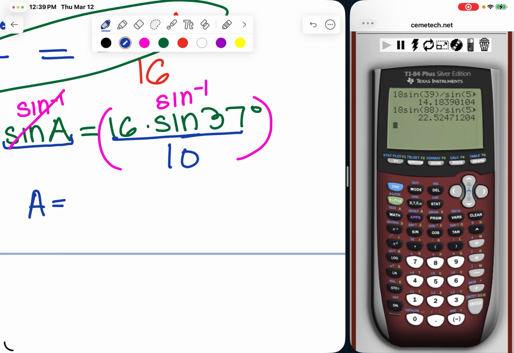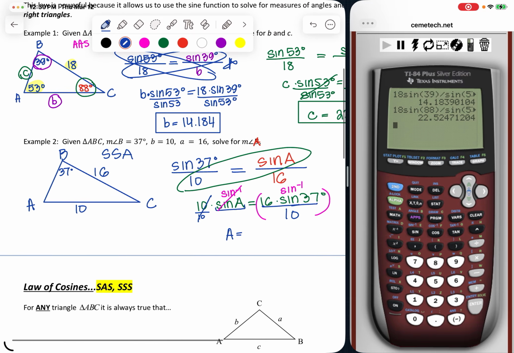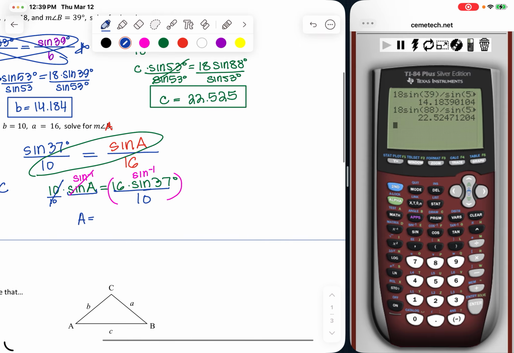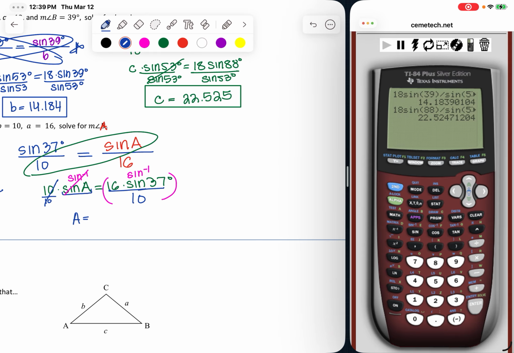I really hope I get an answer. Part of the ambiguous case can be that it's not a triangle, where this side is too short. I made this one up on the fly, I thought I checked it, but maybe there's a typo in it. Sine inverse of 16 times sine of 37, close the parentheses, divided by 10. Come on, give me an answer, thank goodness. Okay, so angle A is 74.345 degrees. All right, so we got an answer here.